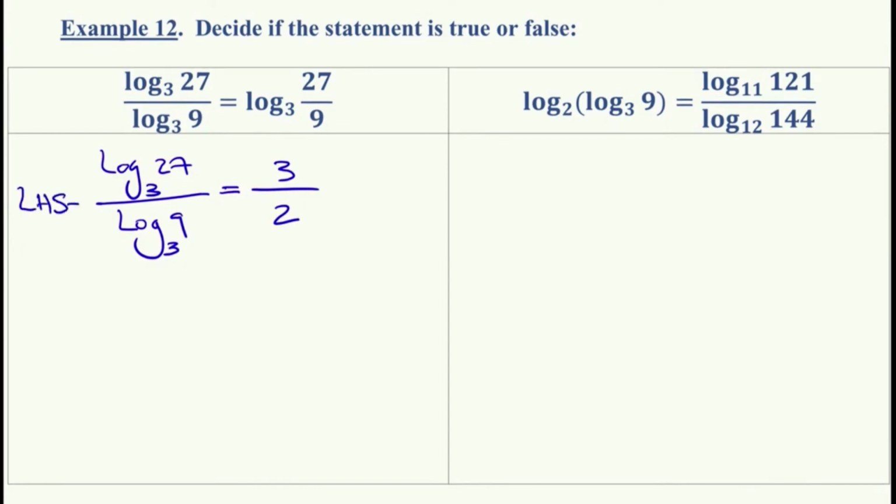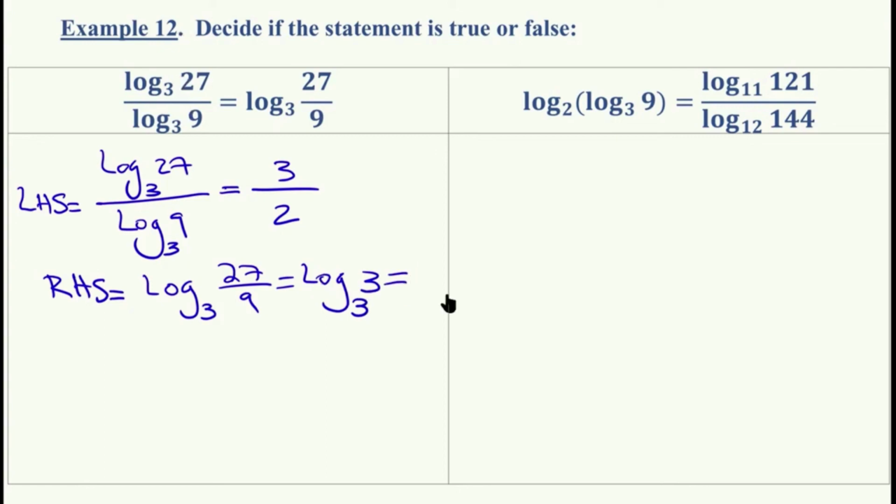So that's what we have for the left-hand side. If you want, you could put it like this. Then you can say the right-hand side is equal to log base 3 of 27 over 9. If we divide 27 by 9, we get log base 3 of 3, which is, what is the power of 3 that gives 3? 1. So you notice they're not the same thing. So this is actually a false statement. And this is basically considered a counterexample for this rule.